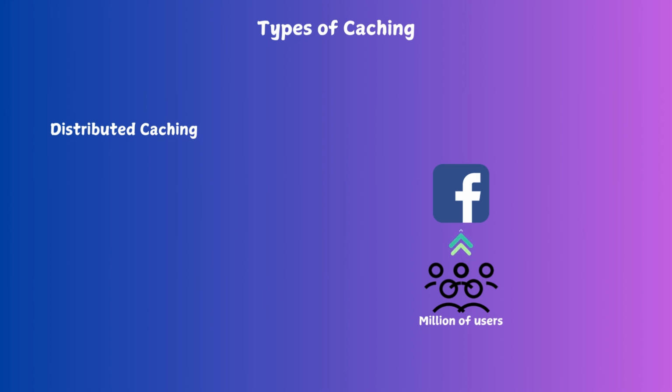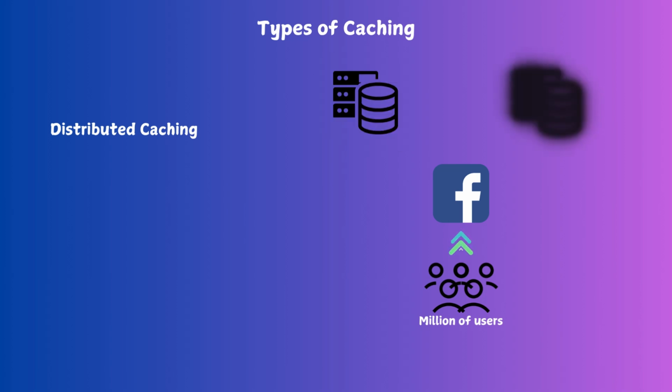Instead of relying on just one server to store cache data, the system spreads the cache across multiple servers, sometimes in different locations. Each server stores a portion of the data, and when a user makes a request, the system knows which server to fetch the cache data from. This speeds up access, balances the load across servers, and ensures the system remains scalable.